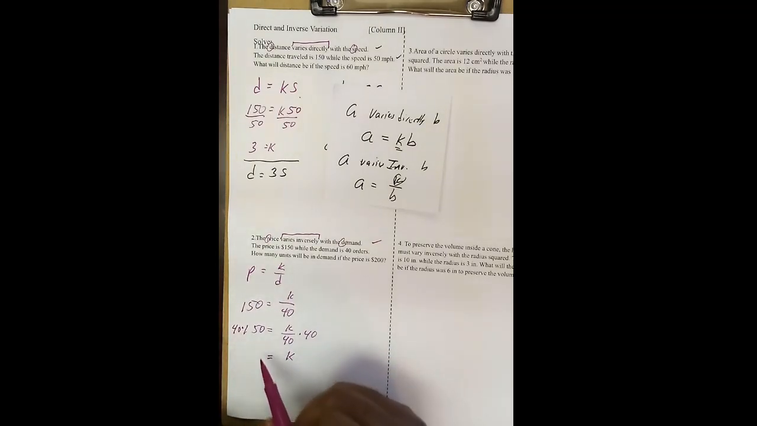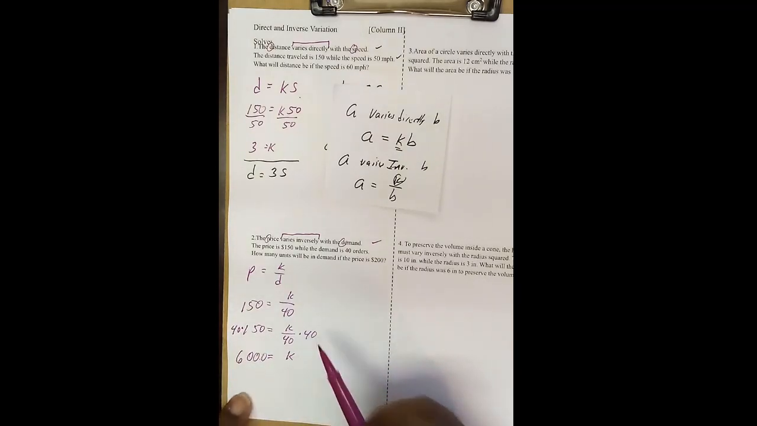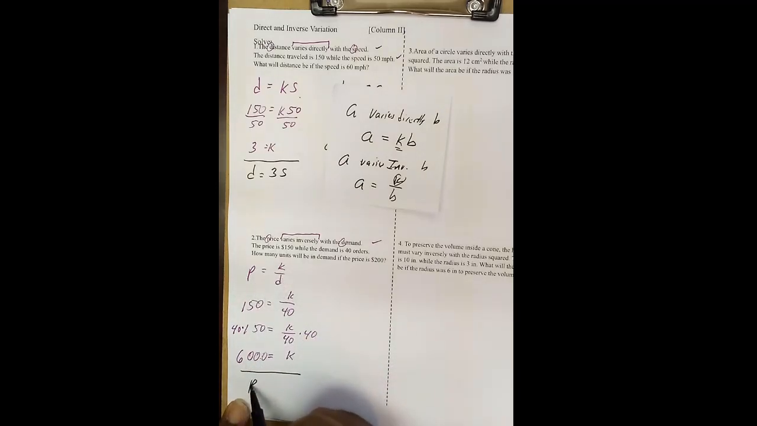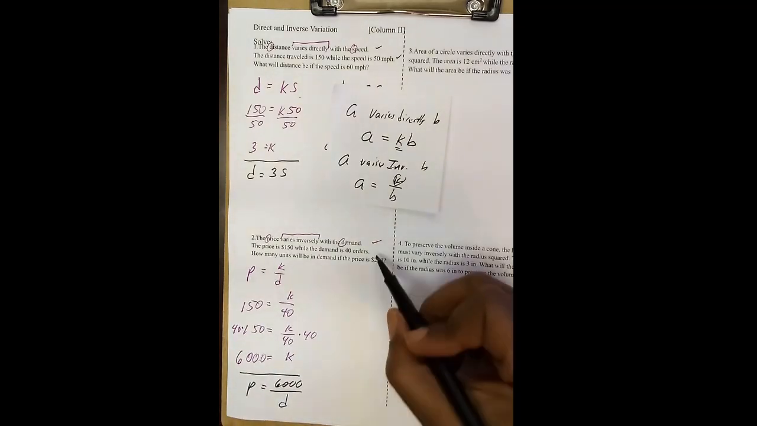Over here we multiply. Let's see, 2 zeros, so we get 2 zeros here. 4 times 5 is 20, so that's my 0 and carry my 2. 4 times 1 is 4, plus 2 more is 6. So K is 6,000. Wow. Okay, and we're going to go ahead and rewrite this. Instead of P equals K over D, P equals 6,000 over D. And there we go.